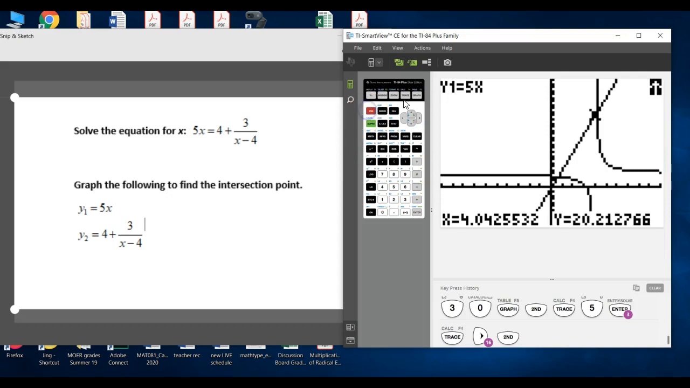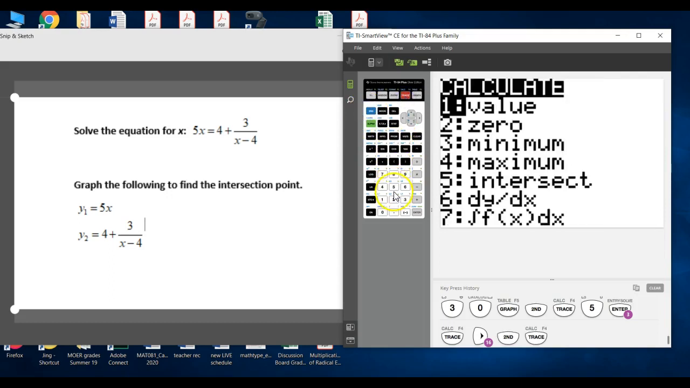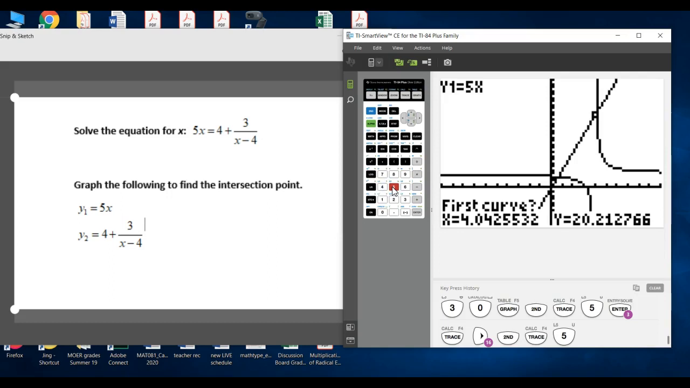Now I'm going to go second trace to get my intersect screen again, and I'm going to answer these questions again. First curve, it's sitting on the linear. Yes, that's the first curve. Second curve, now the cursor has jumped over to my rational function, so I want to press enter, and then I want to guess. Notice I have another intersection point. X is about 4.18, and y is about 20.89.